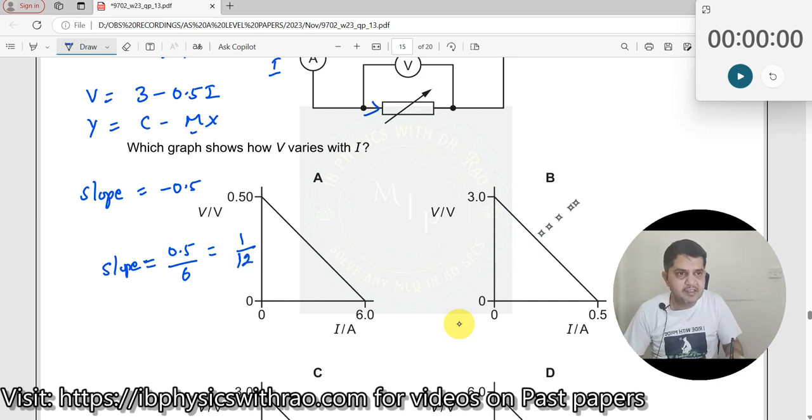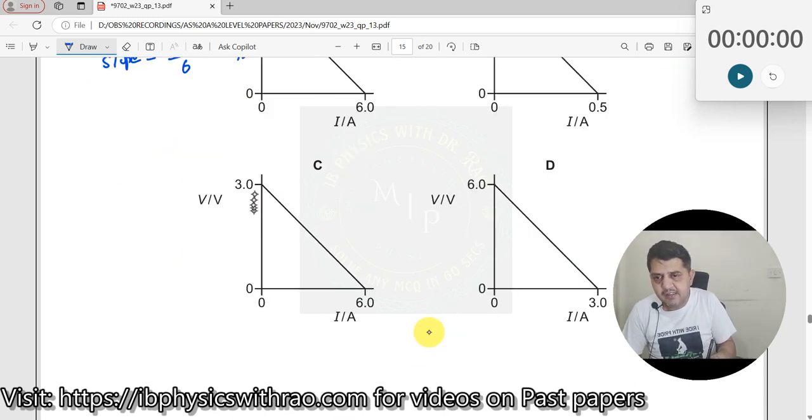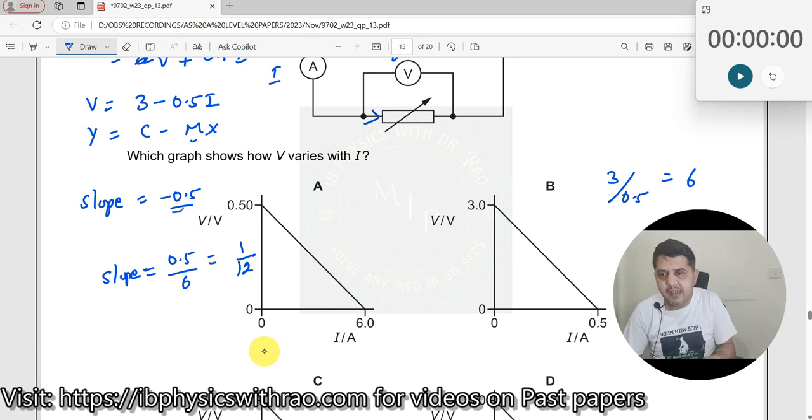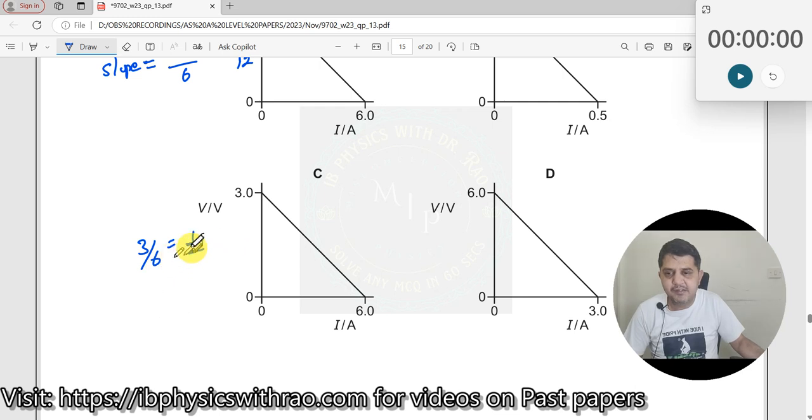Let us look at this here. The slope would be 3 divided by 0.5, which should be 6, right? And let us look at this here. This should be 3 divided by 6. Wow, we have reached this. This is half, as required, because what we require is slope equal to minus 0.5. Anyway, every slope is negative here. Only this slope is half.